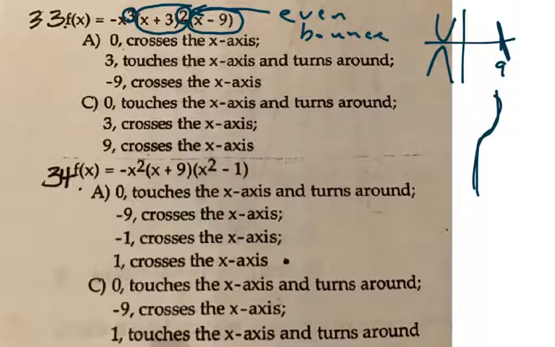I know that this negative x cubed means I have a 0 at 0, because 0 cubed is 0. And because, again, it's an odd function, I know it's going to cross at 0. Okay? The key one is the x plus 3. We know negative 3 makes x plus 3 zero, right? Negative 3 plus 3 is 0.